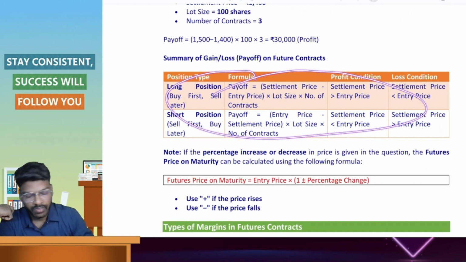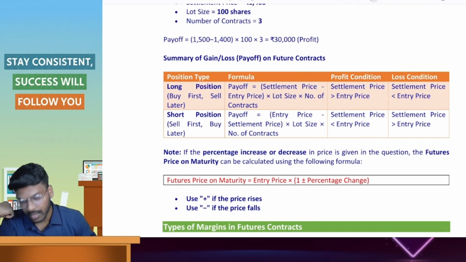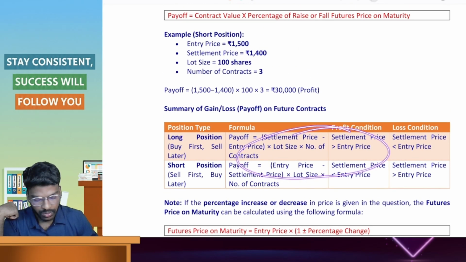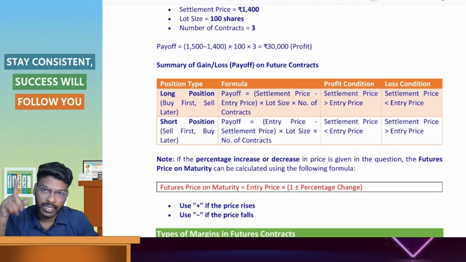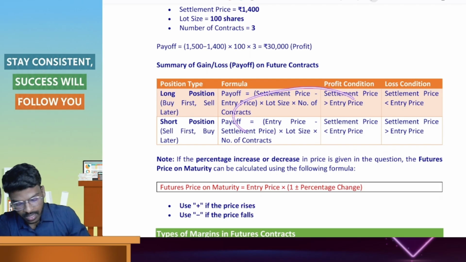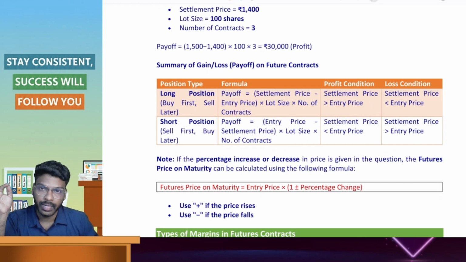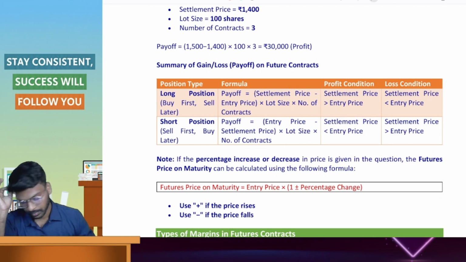Summary table for payoff computation. The same is given in the table also. You can refer to this on the last day of examination while revising the chapter. Refer to this only for quick revision.